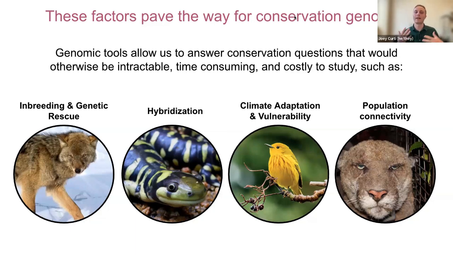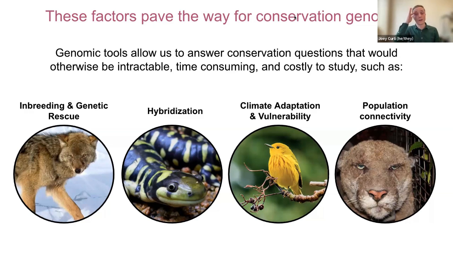And some of the questions that we like to answer for conservation genomics include, do these populations show signs of inbreeding? And do we as conservation managers need to take actions as a genetic rescue to help these populations? You can think of the Isle Royale wolves or the Florida panther, for example. We also ask questions about hybridization. So do we see hybridization between two native species? Do we see hybridization between non-native and native species? And do we need to take action to protect native genes and genomes?